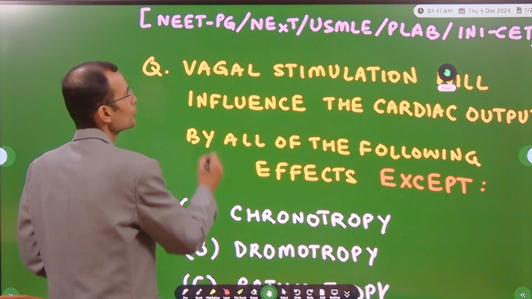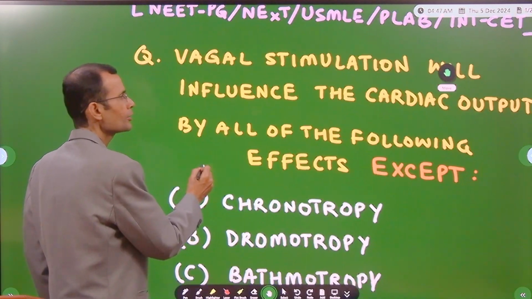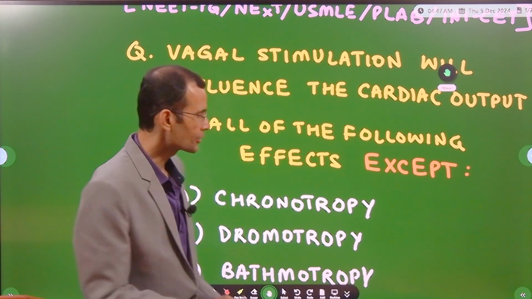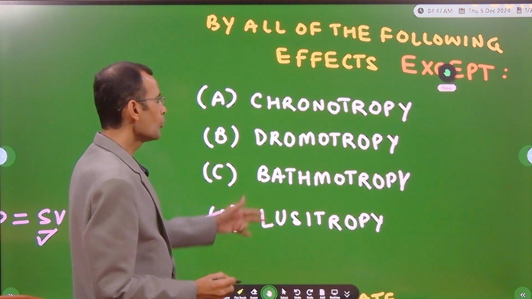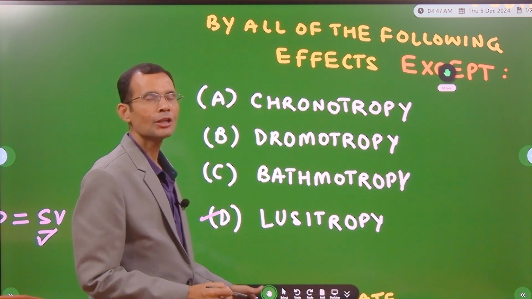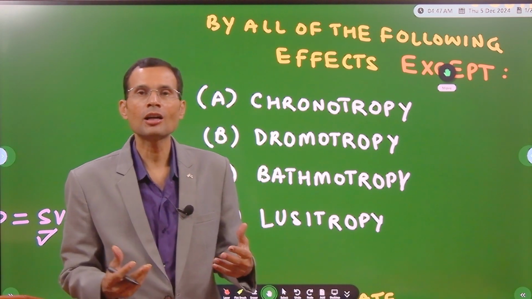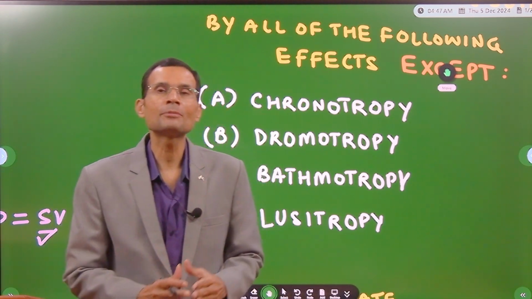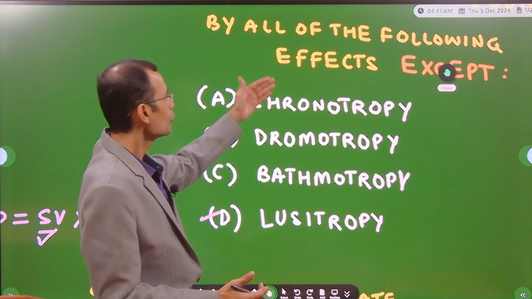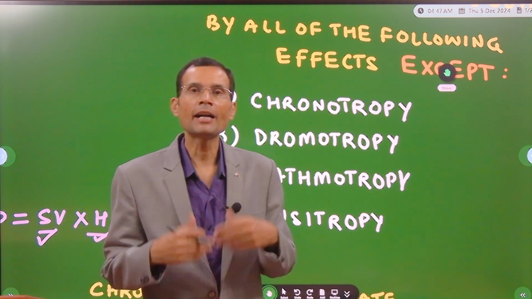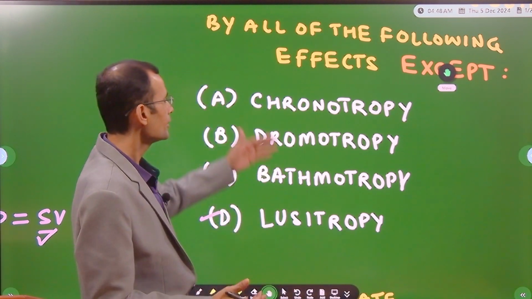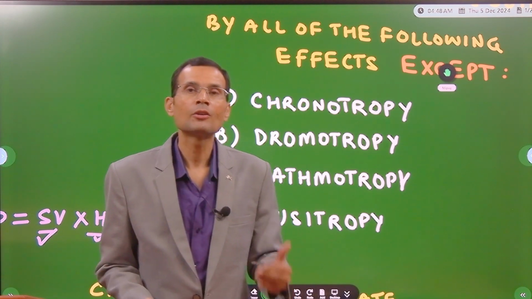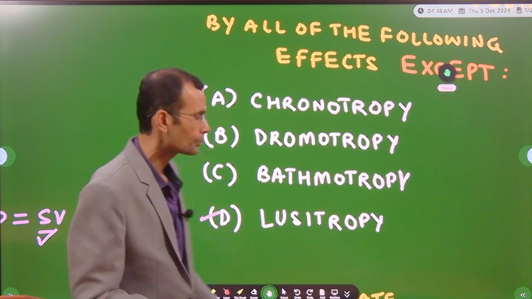So here is the MCQ. Vagal stimulation will influence the cardiac output by all of the following effects except. And the options are chronotropy, dromotropy, bathmotropy and lusitropy. And therefore, of course, the answer was lusitropy. So to solve this MCQ, first you have to know what these effects are and how vagus has effect on all these influences, and thereby vagus can decrease the cardiac output.